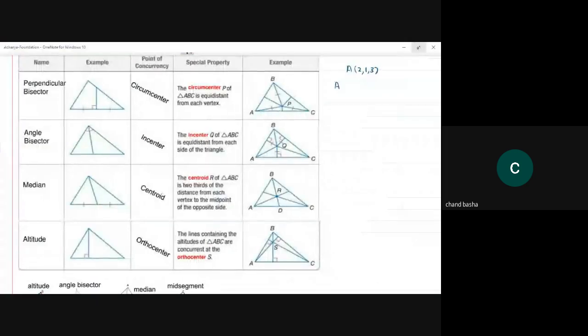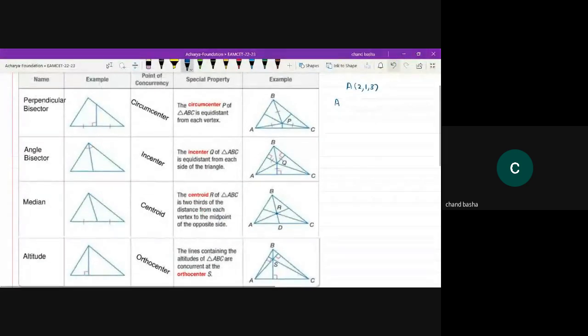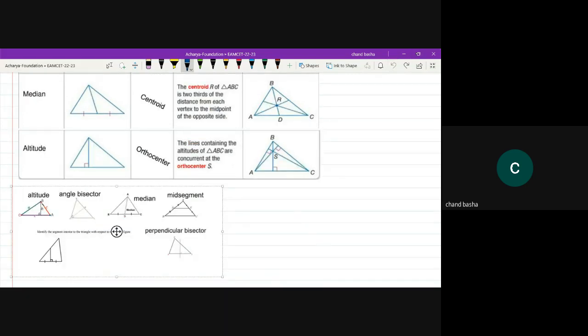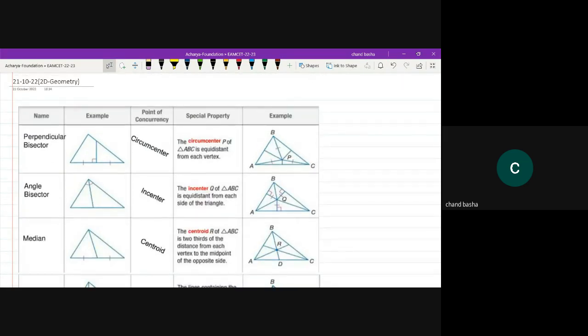As I said, just today, most of you are asking, sir, let's discuss the centers of the triangle, because this concept always creates a problem for us. Here, 5 types of centers are there, but the most frequently used concepts are only 4. That is the first point.